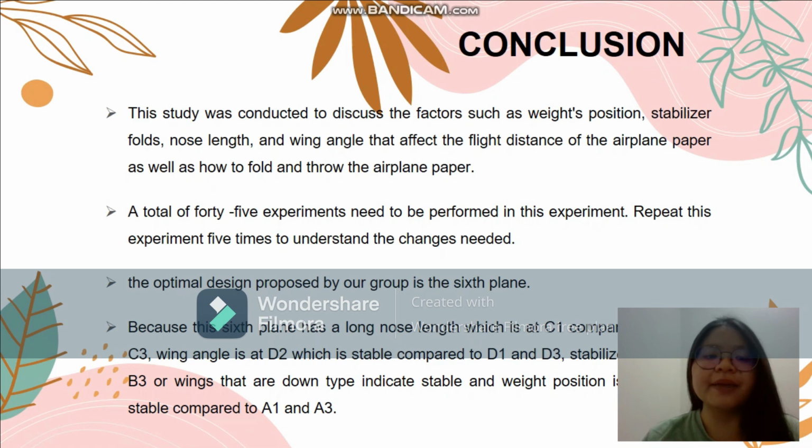The optimal design proposed by our group is the 6 plane because this 6 plane has a longer nose length, which is at C1 compared to C2 and C3. Wing angle is at D2, which is stable compared to D1 and D3. Stabilizer flaps are at B3, and wings that are down type indicate stable, and weight position is at A2, more stable compared to A1 and A3.